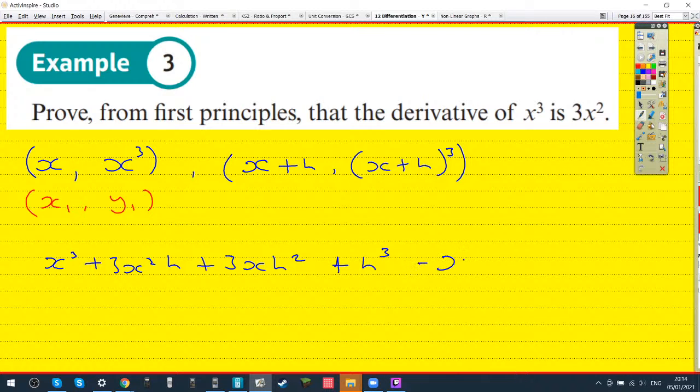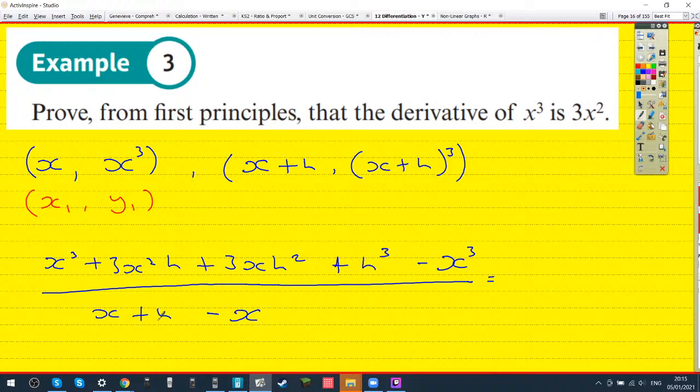Take away y1, which is x cubed, divided by x2 take away x1. So what will be on the bottom after you do x plus h minus x? Yep, you have h on the bottom. On the top, everything's the same? No, you can cancel out the x's. You're right, that's it. The x cubes cancel. And then you can divide everything by h. So after you divide everything by h, you'd get 3x squared plus 3xh plus h squared.